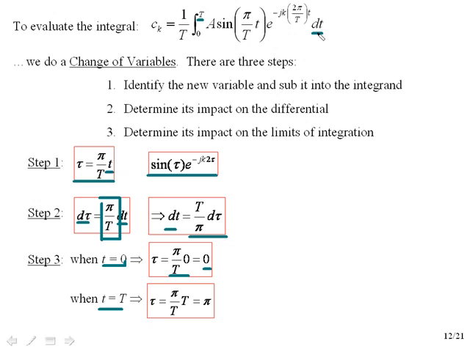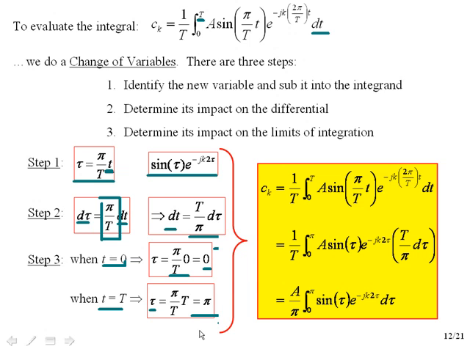So when the variable that I used to integrate over, little t, takes on the value of capital T, what does my new variable of integration do? Well, here's the equation. I plug in capital T here. I get that it's equal to pi. So my new limits of integration are 0 and pi.